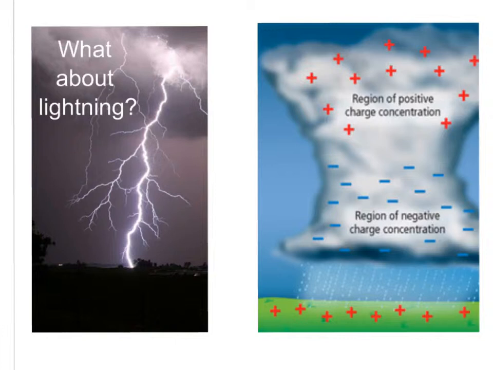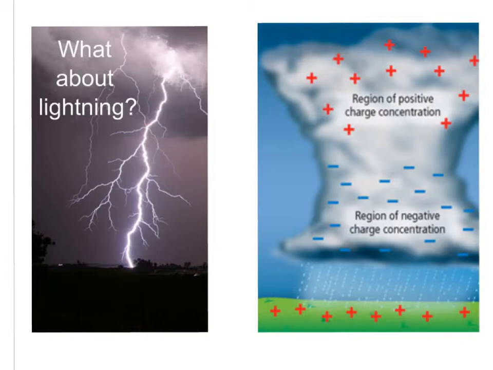So what about lightning? We all know this has something to do with electrical charge. How does that happen? Well, when a storm is occurring, there are a lot of convection currents within the clouds that cause charge separation. And they cause there to be a region of positive charge up higher in the cloud and a region of negative charge concentration that is lower in the cloud. When this occurs, these negative charges in the cloud repel the negative charges in the ground, in trees, in buildings, in anything that's on the ground, and they induce a positive charge on these surfaces below.